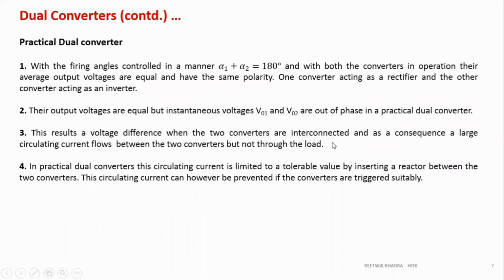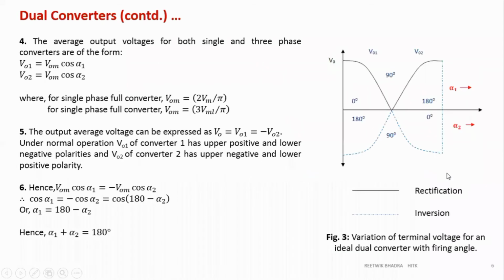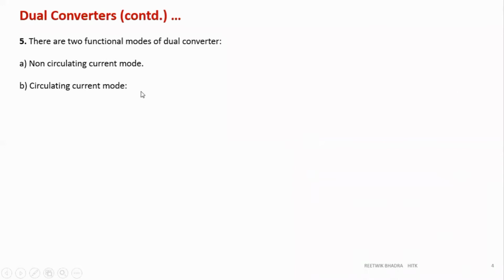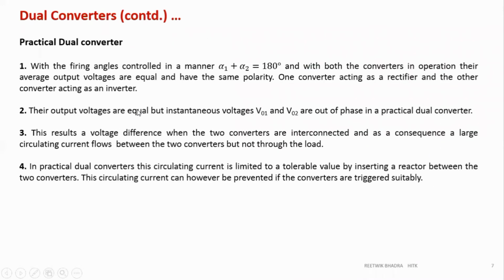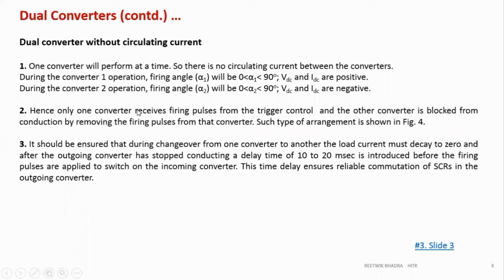So in order to limit that current, what we do is we use reactors. You know, L di by dt, inductors or reactors are used to limit the current. So we use reactors in between the two converters. Okay, these reactors only classify your two modes. One is non-circulating, one is circulating mode. Okay, so we'll look into that. It is very easy. You just look into this. Without circulating current. So first mode is without circulating current.